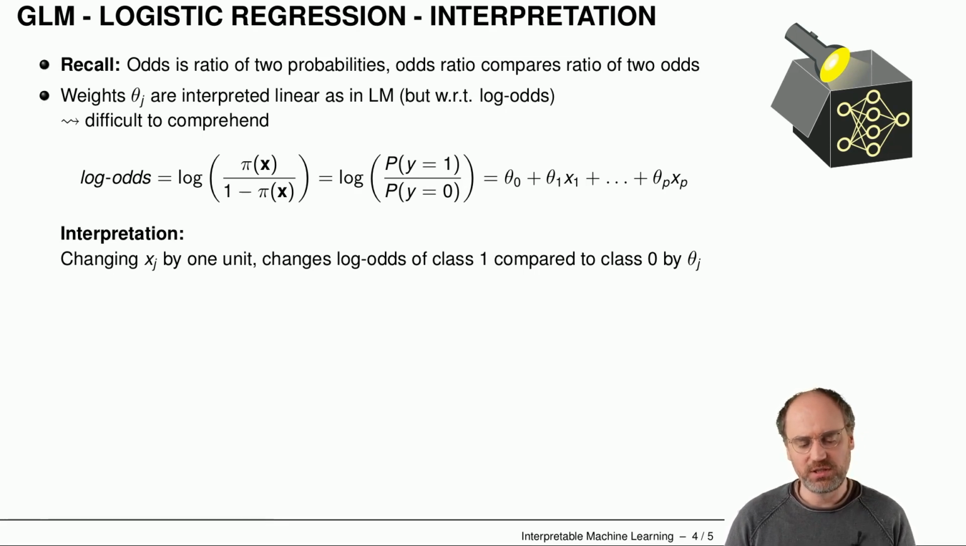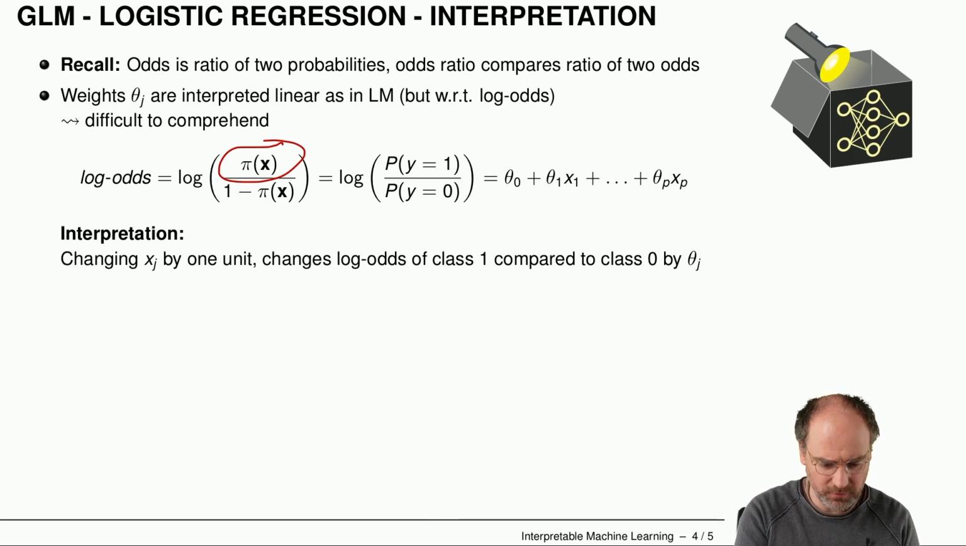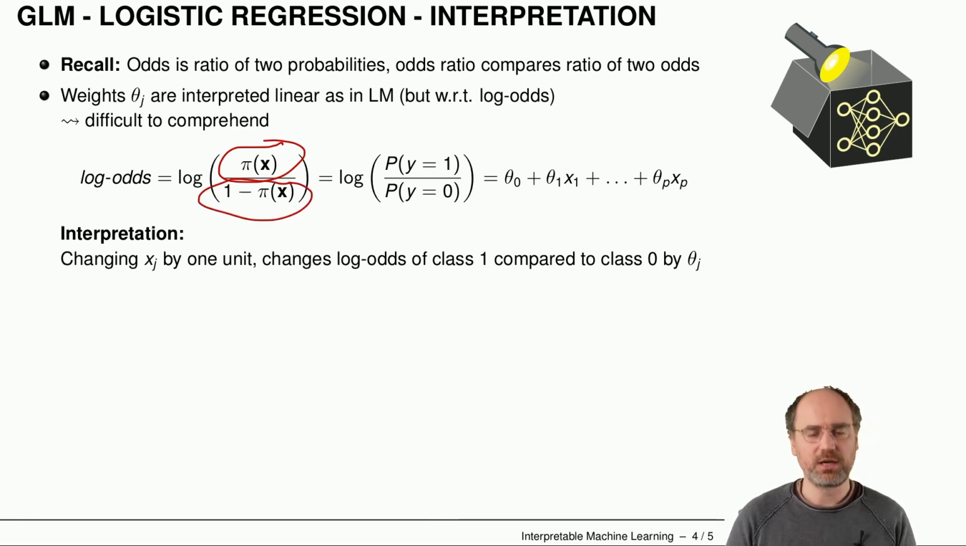First of all, it's usually easier to interpret the logistic regression model and its coefficients if we think in odds. Odds is the ratio of two probabilities. For a certain observation X, we look at the probability of it being class 1 divided by the probability of it belonging to class 0. So we have the probability of it being positive divided by the counter probability.